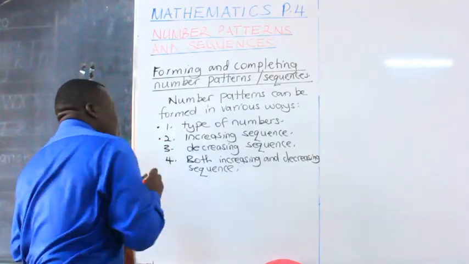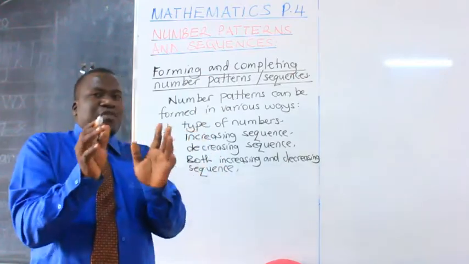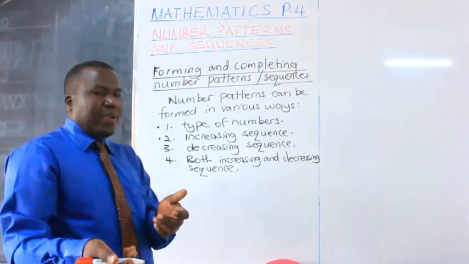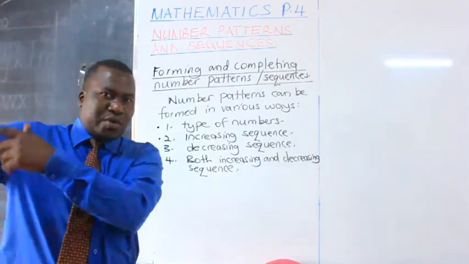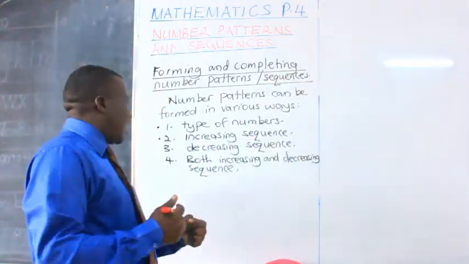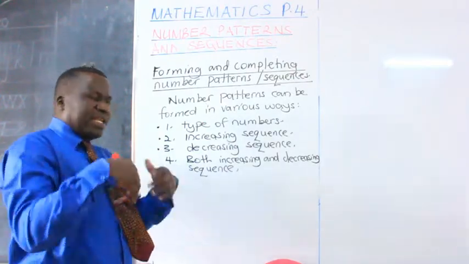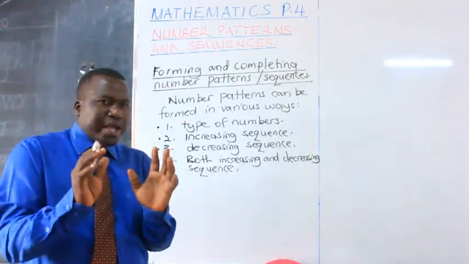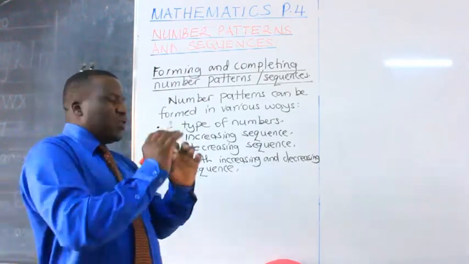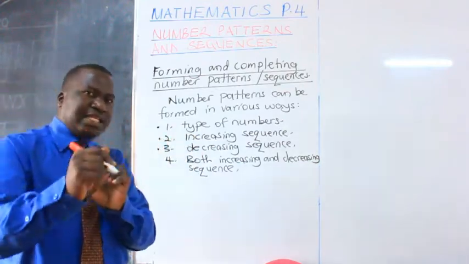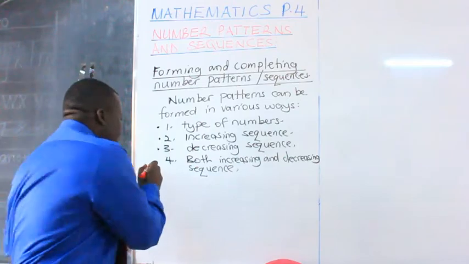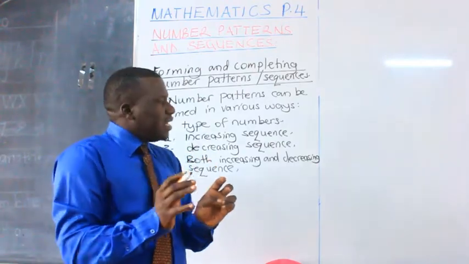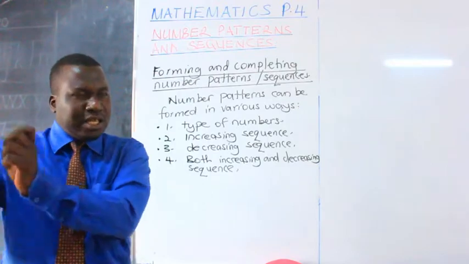Then if you don't see that it is a type of number, then it could be an increasing sequence. Look for how it is increasing. By what number is that sequence increasing for you to be able to find a missing number? Thirdly, think along the decreasing sequence. You may find that the sequence is decreasing. Find out by what number that sequence is decreasing, so that now when you get to know that number, it can help you to find the next missing number or numbers. Or it might be both an increasing and decreasing sequence. So you might be given a number and it increases here, then it decreases. It increases and it decreases.